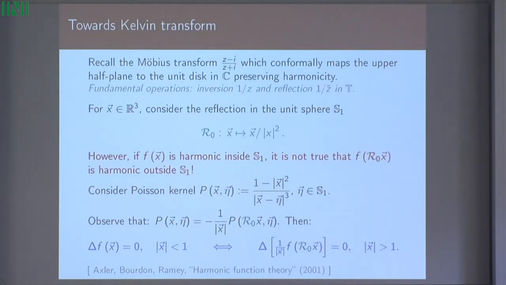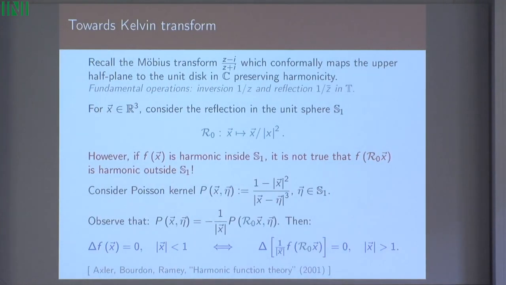So this corresponds in the n-dimensional setup to this reflection. Well, if we do this, what happens is that we lose harmonicity. It's a conformal map, but we lose harmonicity. It's not very good. This situation can also be fixed if we see how exactly harmonicity is lost by looking at how this reflection acts on the Poisson kernel for the unit ball.